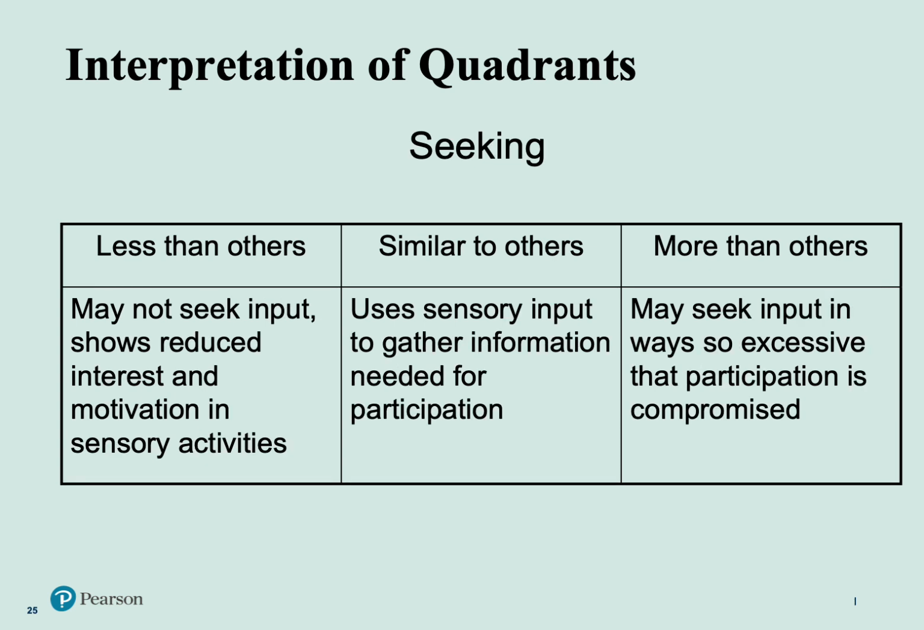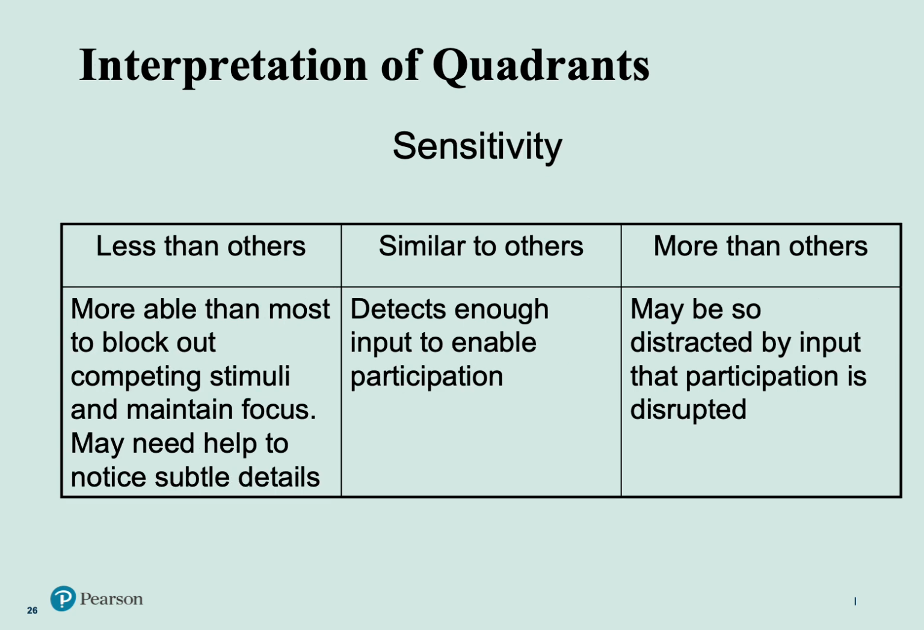Within the seeking quadrant, less than others may not seek input. They might show reduced interest and motivation in sensory activities. Similar to others, they might use sensory input to gather information needed for participation, which would be typical. And then more than others may seek input in ways so excessive that participation is compromised. Within the sensitivity quadrant, less than others are more able than most to block out competing stimuli and maintain focus, but they might need support to notice subtle details. Similar to others, they can detect enough input to enable participation, and more than others might be so distracted by input that their participation is disrupted.